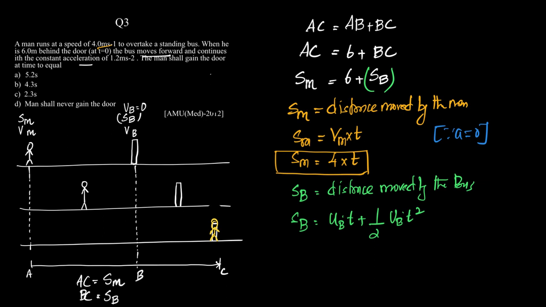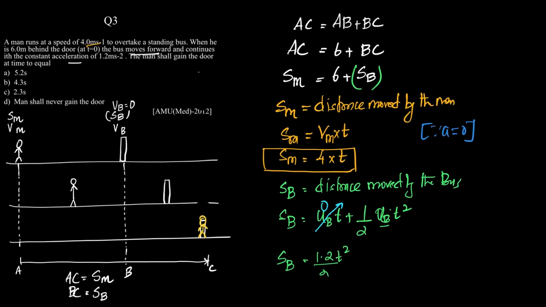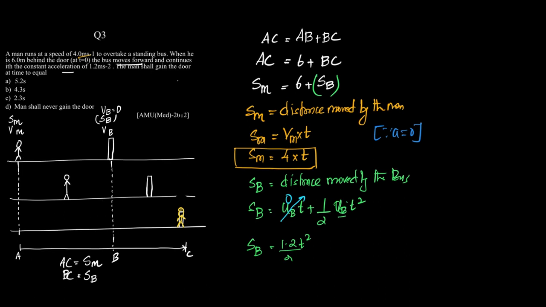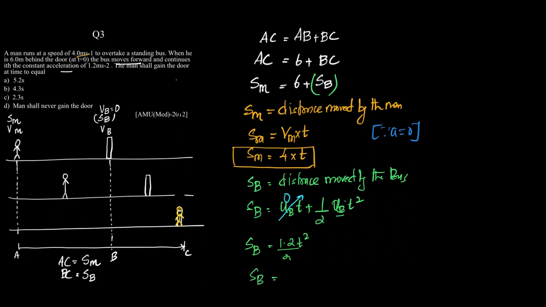Now, since the bus was initially in the standing position, UB is equal to 0, which means that term will get eliminated. So what we have is SB is equal to, what is AB? Not UB, it should be AB. AB is 1.2 meter per second square. So that becomes 1.2 into t square by 2. Therefore, SB now becomes 0.6 t square. Right?